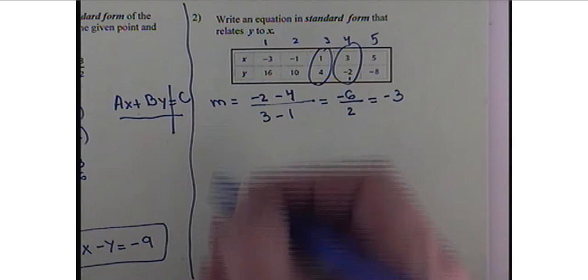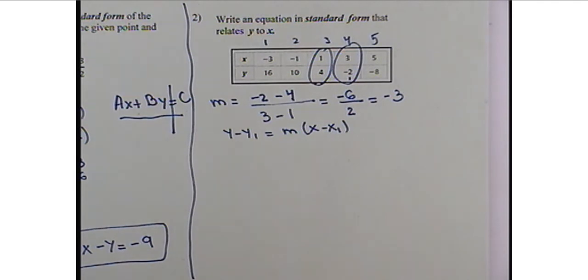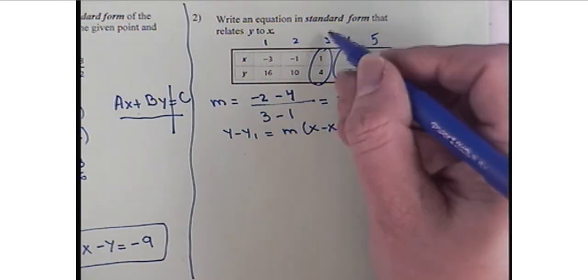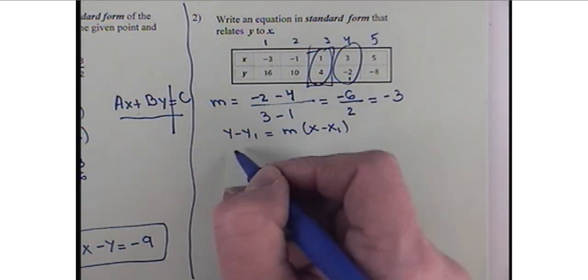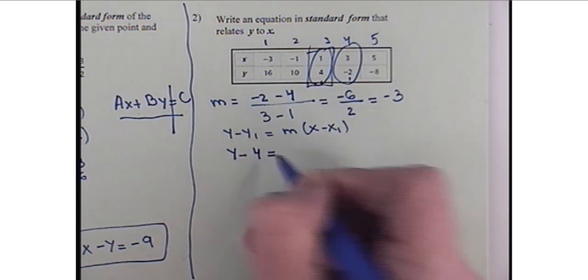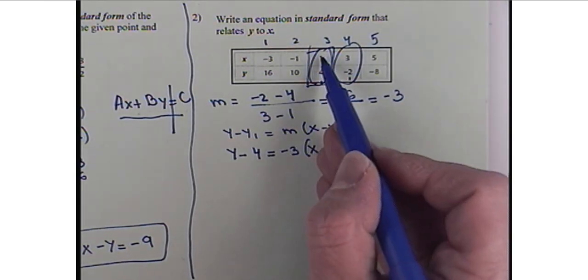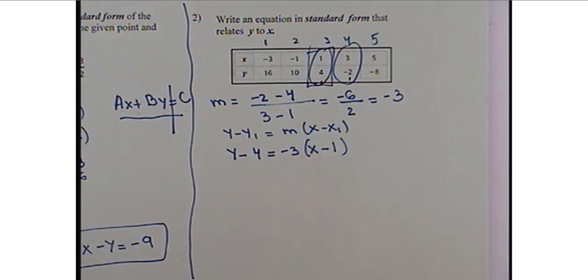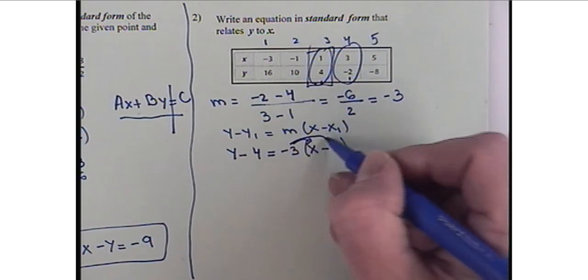Now, we're going to write the y minus y1 equals m times x minus x1 equation, and we will choose one of those 2 points to fill in x1 and y1. So I'm going to choose, let's say, this point, 1 and 4. So my equation now will be y minus 4 equals the slope, negative 3, times x minus 1, the x1 of this exact point. Well, looks easy. We're going to apply the distributive property here to simplify that.